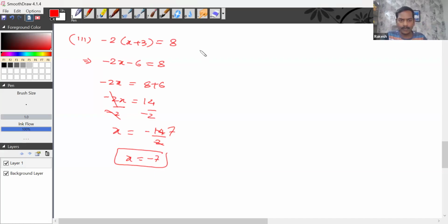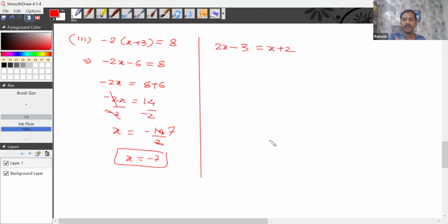Now let us take a slightly more complicated linear equation wherein the variable is, till now the variable was only in the LHS. It is not necessary. The variable can be in both LHS and RHS. For example, I can have 2 of x plus minus 3 is equal to x plus 2. And we have to get the value of x.